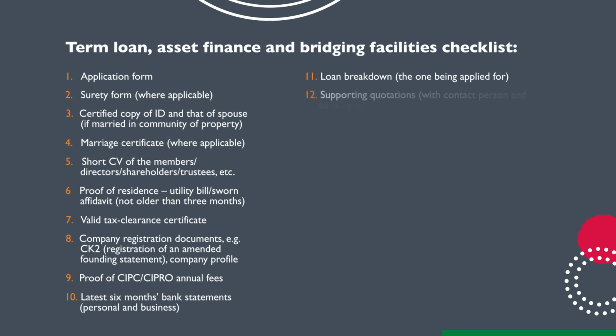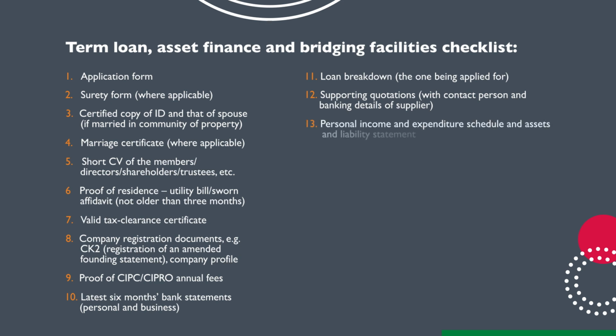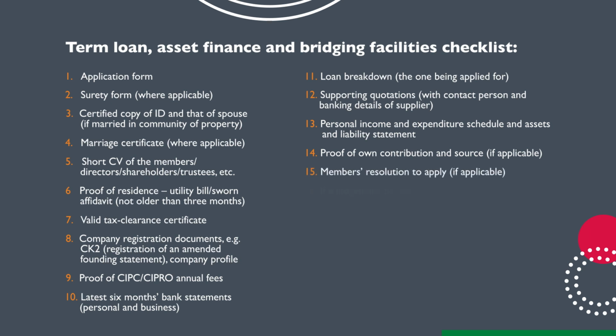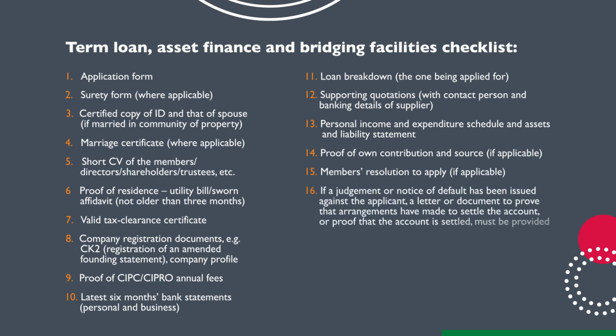12, supporting quotations with contact person and banking details of supplier. 13, personal income and expenditure schedule and assets and liability statement. 14, proof of own contribution and source, if applicable. 15, members' resolution to apply, if applicable. 16, if a judgment or notice of default has been issued against the applicant, a letter or document to prove that arrangements have been made to settle the account or proof that the account is settled must be provided.